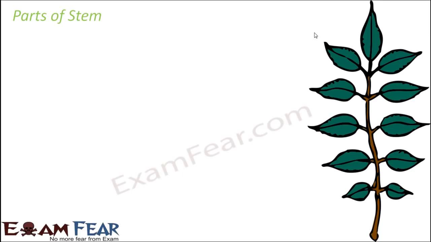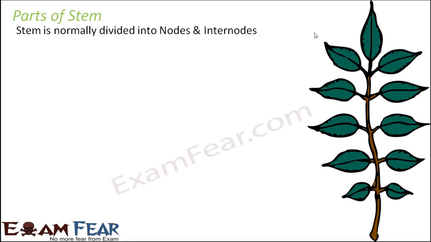Okay. Now let us talk about the parts of stem. So how can we actually study the structure of a stem? It is very important to know the different structures or the different parts of a stem. A stem is normally divided into nodes and internodes. So this is very, very important. So this structure, this aerial axis which you see, it is divided into nodes and internodes.